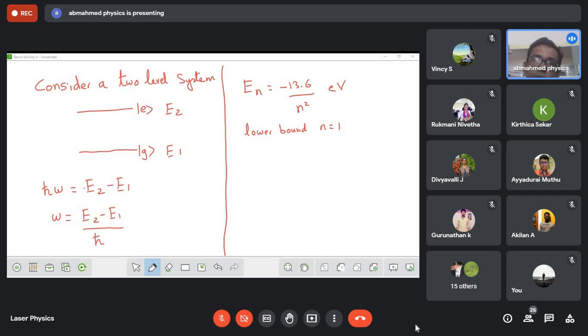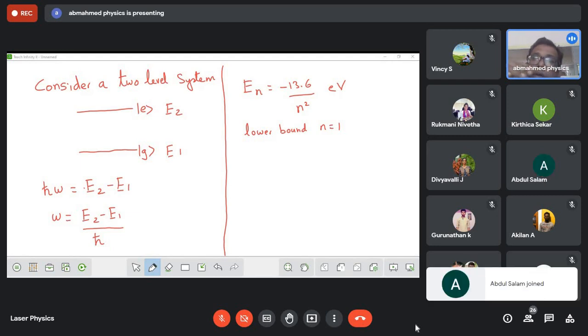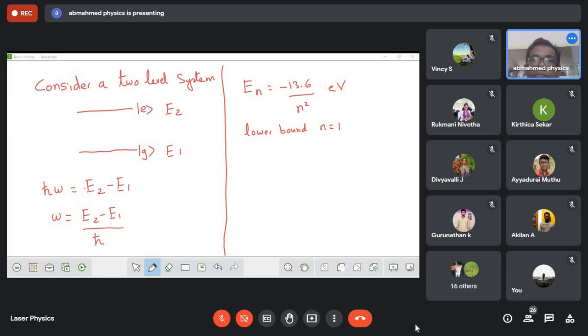Okay. For example, if you have a spin 1 electron of a hydrogen atom, then in the ground state, how many electrons can you accommodate? 3. Okay. Because the allowed energy levels of the hydrogen atom are 3. For the spin 1 it is 3. Many times you will only consider that infinite energy levels are there. But now I am talking about a 2-level system.